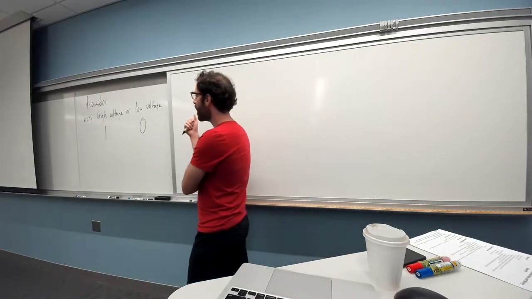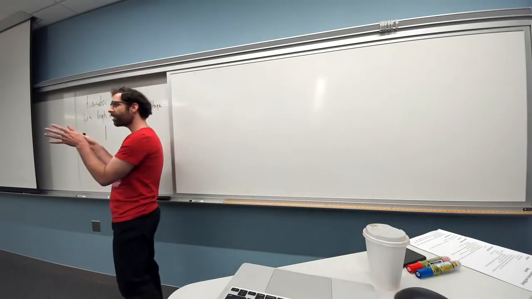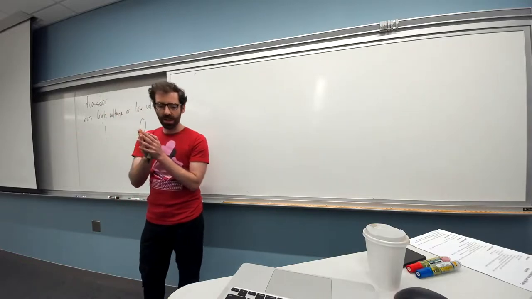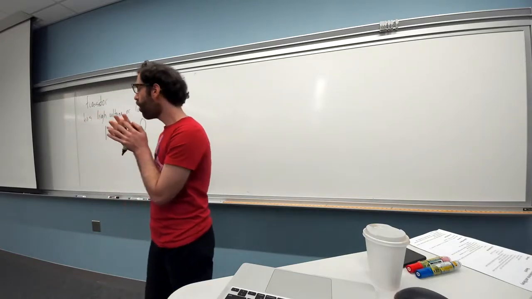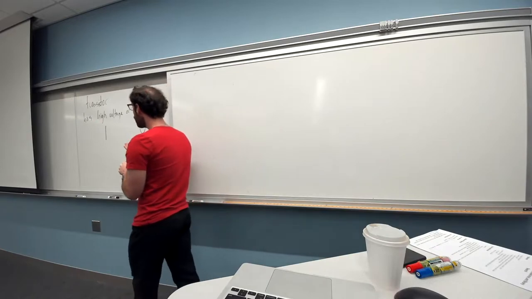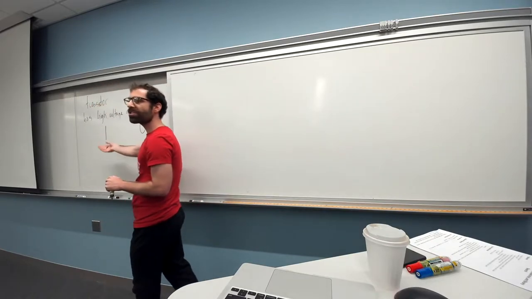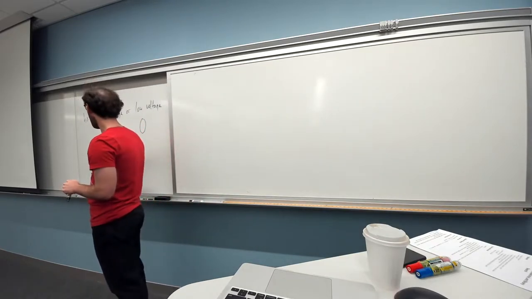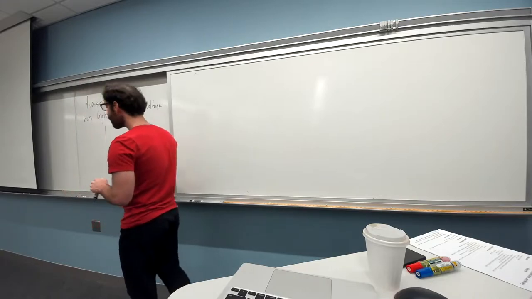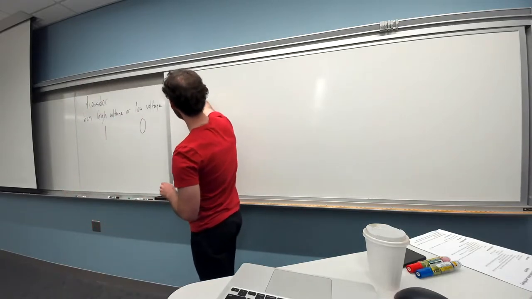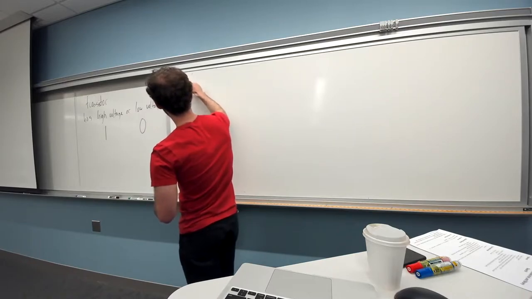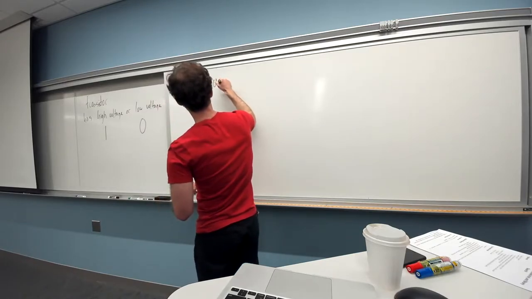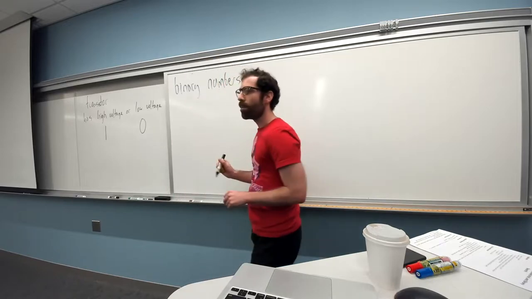And this means that when we're thinking about how data is stored in a computer's memory, we'd want to use some sort of system that involves ones and zeros. And so this brings us to binary numbers.